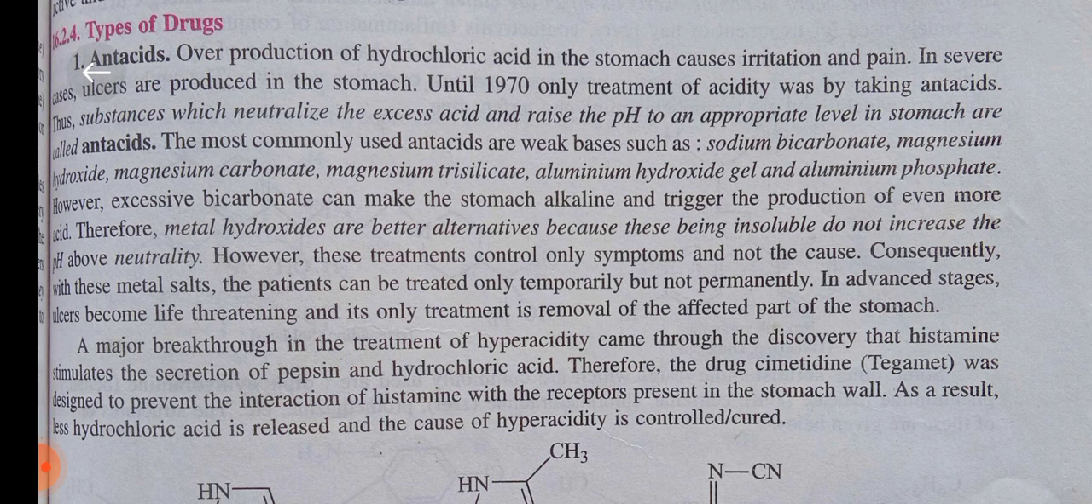The most commonly used antacids are weak bases such as sodium bicarbonate, magnesium hydroxide, magnesium carbonate, magnesium trisilicate, aluminum hydroxide gel, and aluminum phosphate. However, excessive bicarbonate can make the stomach alkaline and trigger the production of even more acid. Therefore, metal hydroxides are a better alternative because, being insoluble, they do not increase the pH above neutrality.